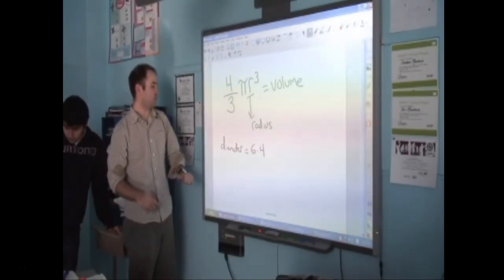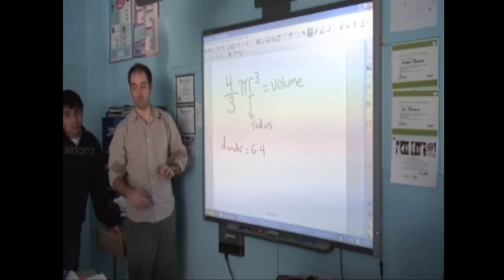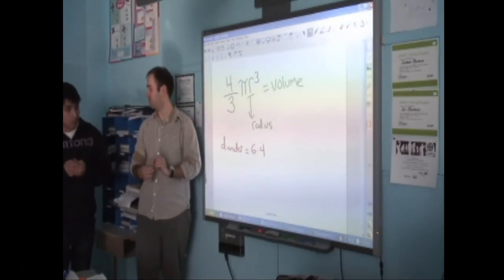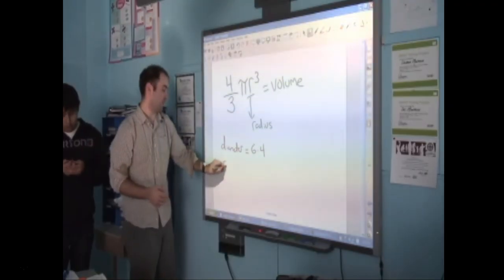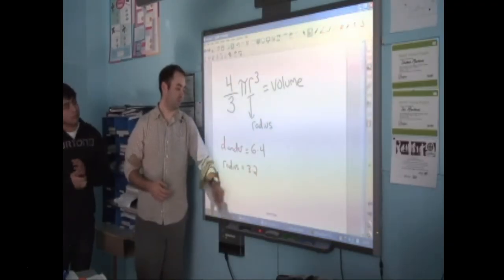Okay? So what is the radius of that sphere? Remember the formula for a volume of a sphere uses the radius. What were you, 3.2? Half of it, right? So the radius is 3.2 centimeters. Okay?